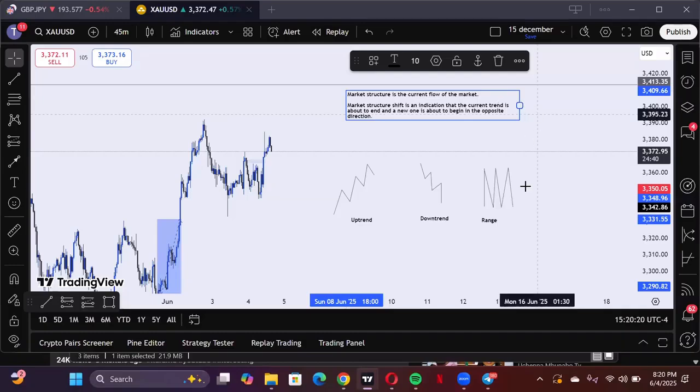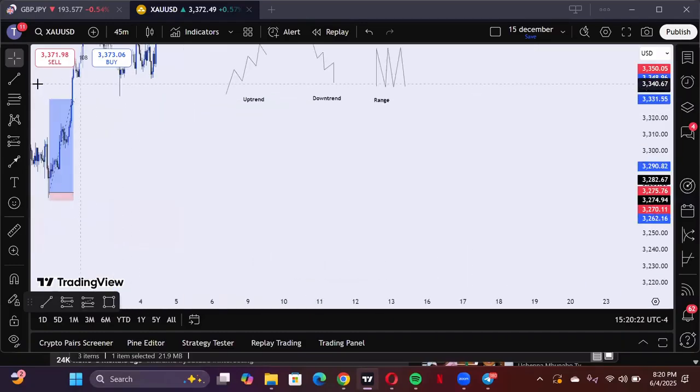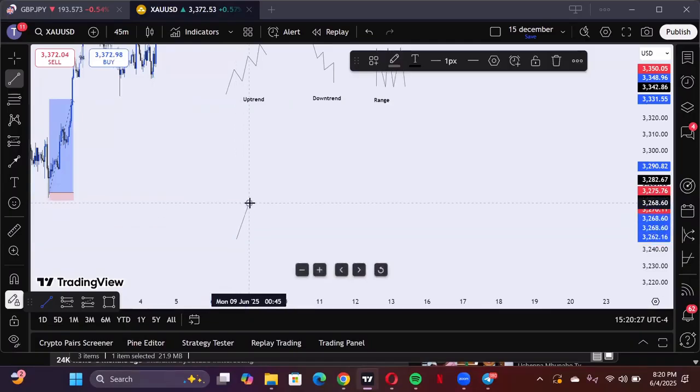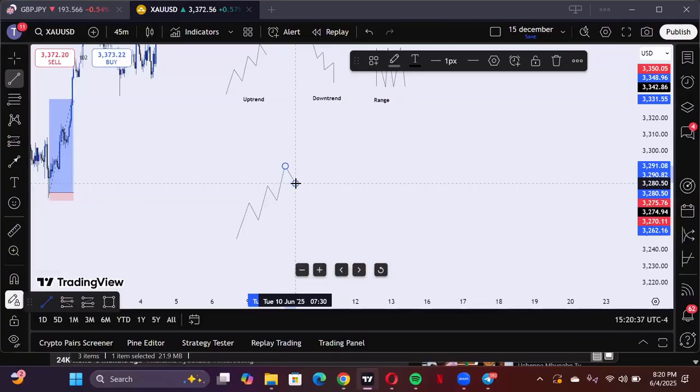So now we have a basic uptrend, and the basic uptrend is made up of market making a series of what? Higher highs, then higher lows, higher highs, then higher lows. So we already know that the characteristics of an uptrend is higher highs and then higher lows.